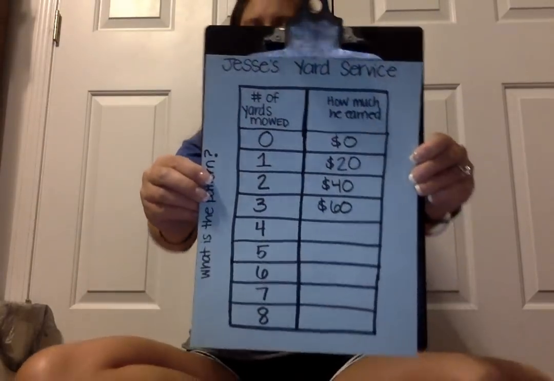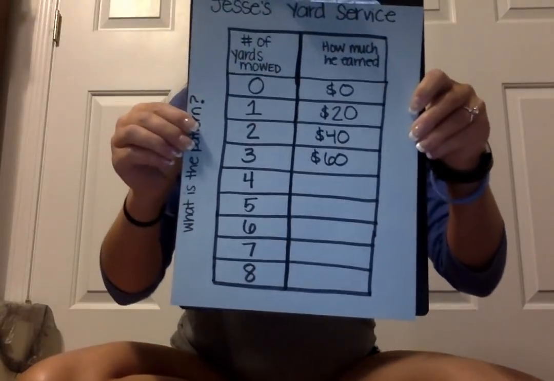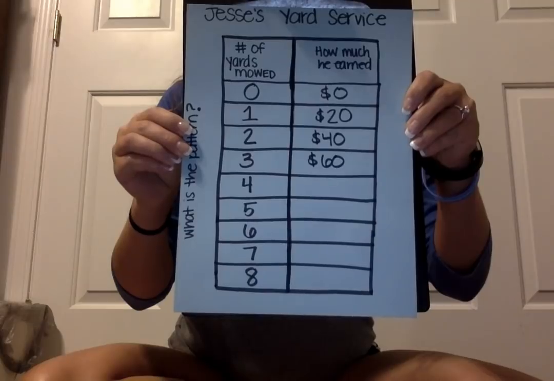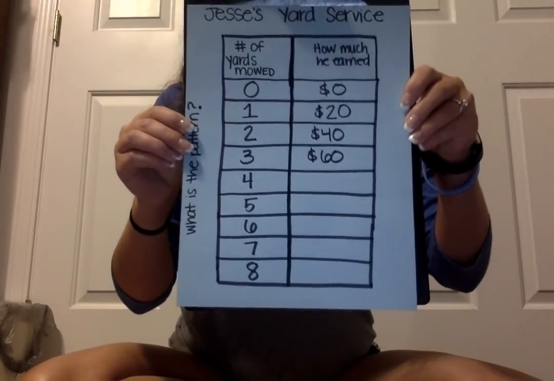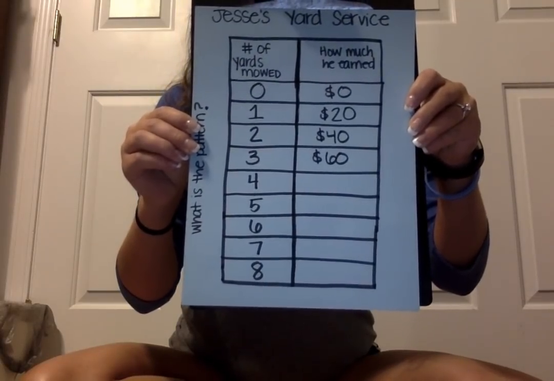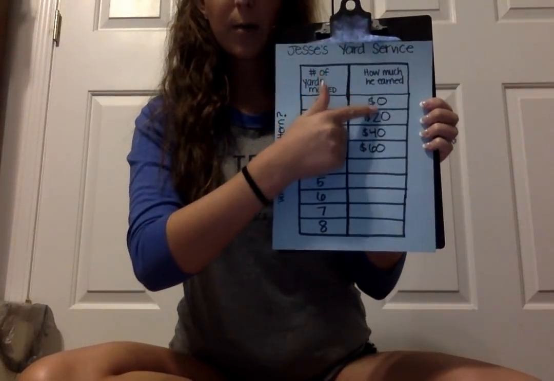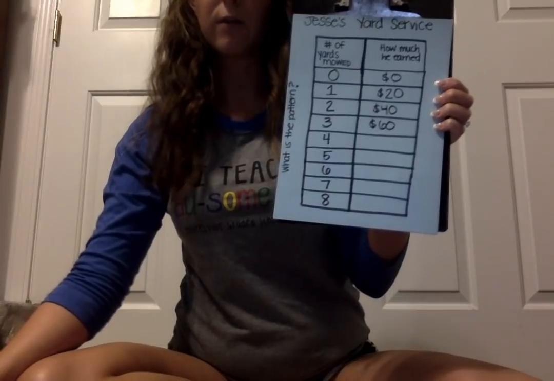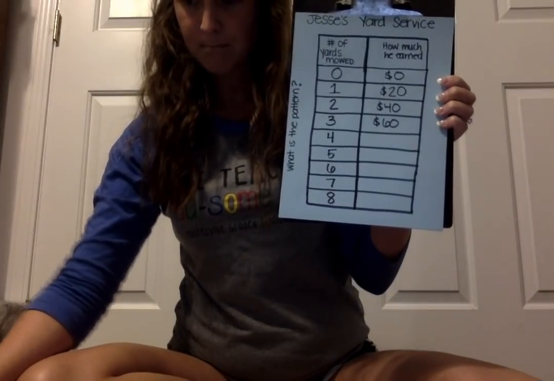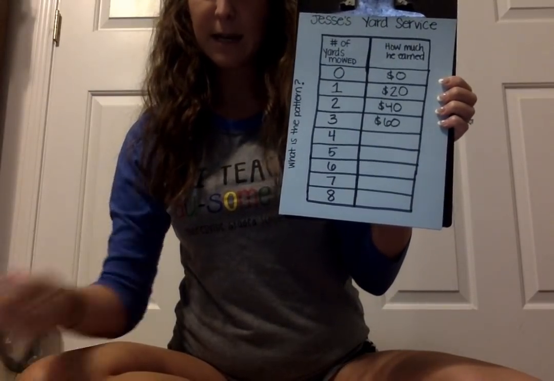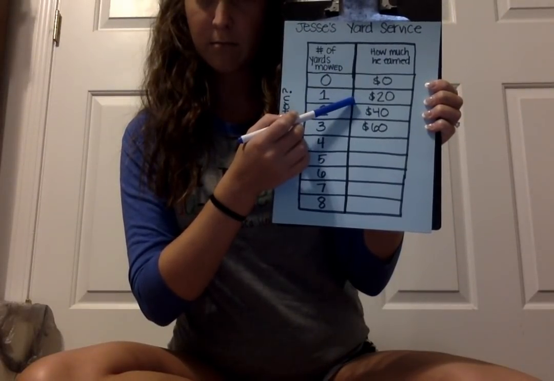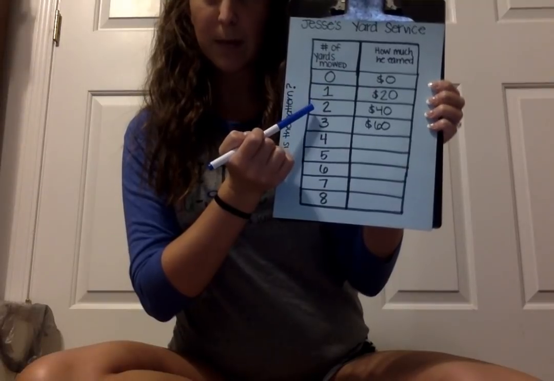So take a minute and think to yourself, what is the pattern looking like? If he were to mow 4 yards, how much money would he earn? So looking at our pattern over here of earnings, we know that it goes from 0 to 20 to 40 to 60. And I can think to myself, what can I do from 1 to get to 20? Well, I can multiply by 20.